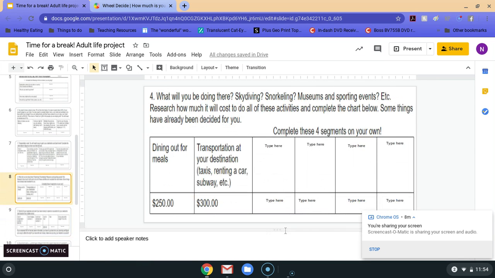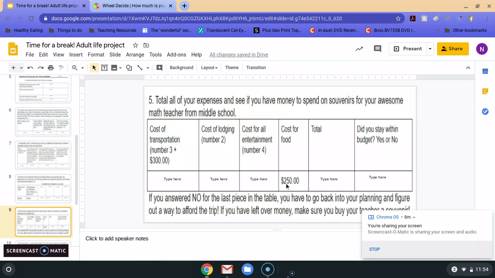It's this slide right here. How much all of this is going to cost. So how much all of this is. Your cost for food is right there, and you have to total it up. So did you stay within your budget?